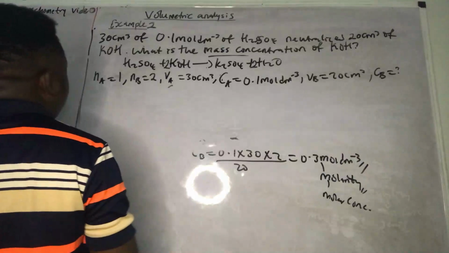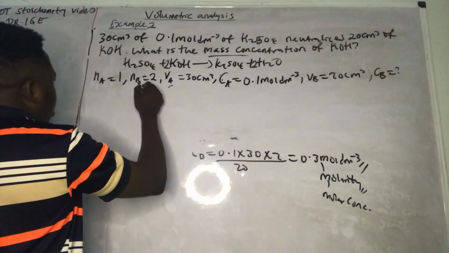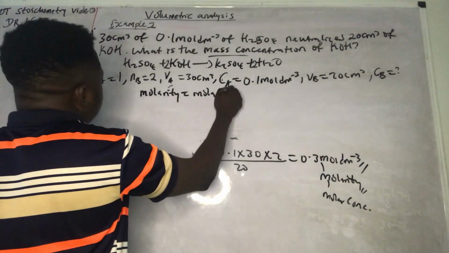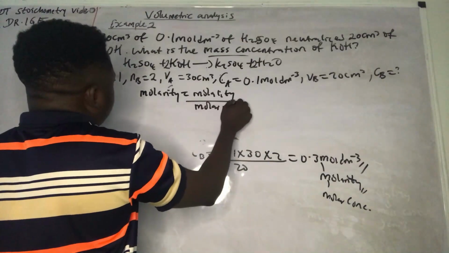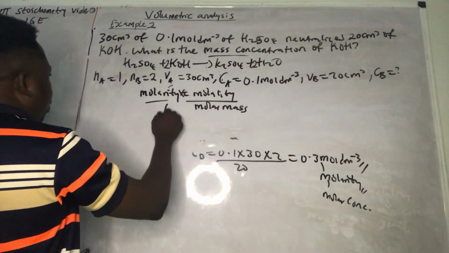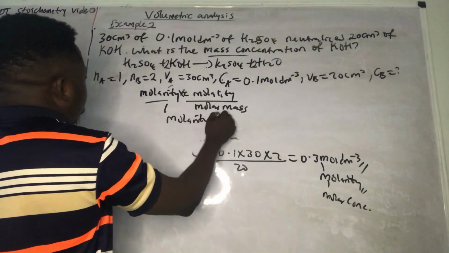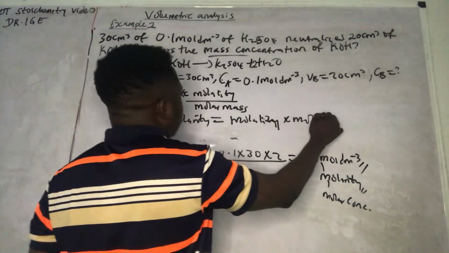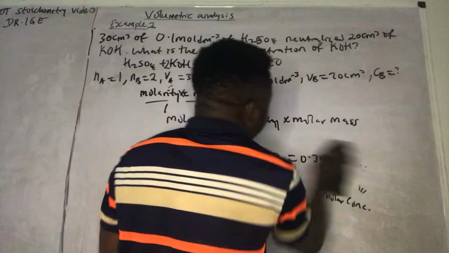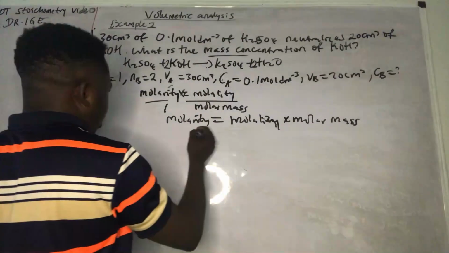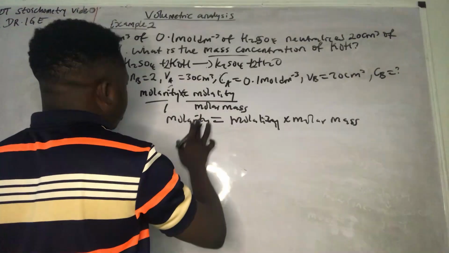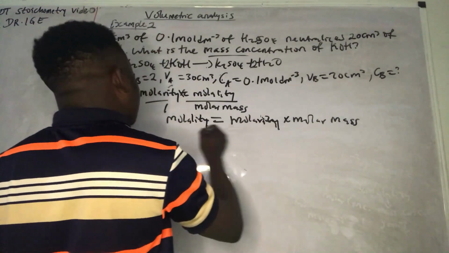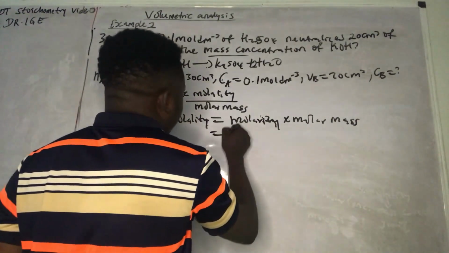Remember I drew that relationship just now: molarity is equal to mass concentration all over molar mass. That means, cross multiplying, mass concentration is equal to molarity, what we just calculated, times molar mass. Remember this is 0.3. Sorry, I made a mistake, this is supposed to be molarity. Since we are cross multiplying, this is what we are looking for. What is molarity? That's 0.3.